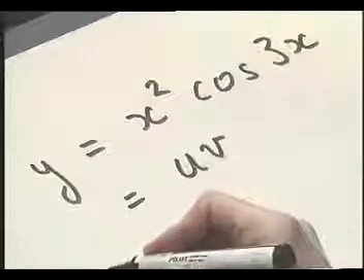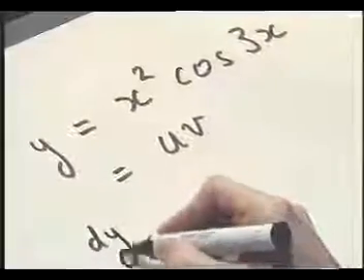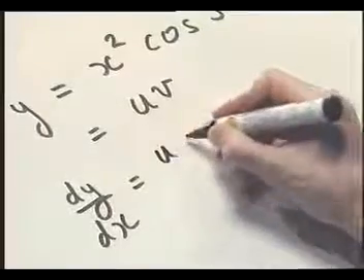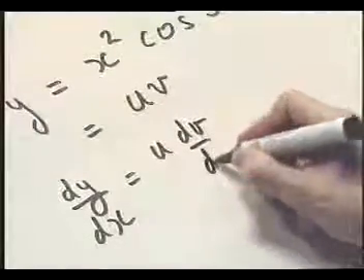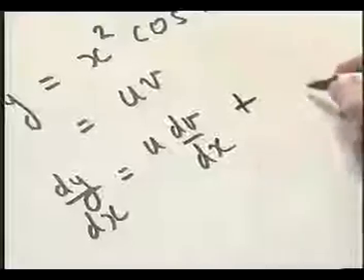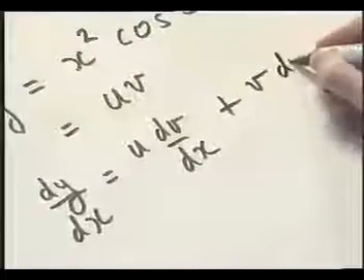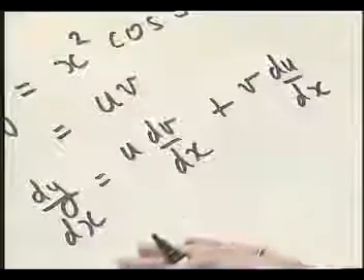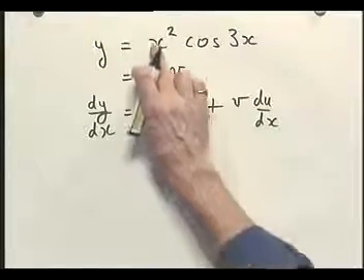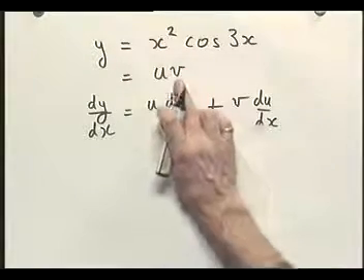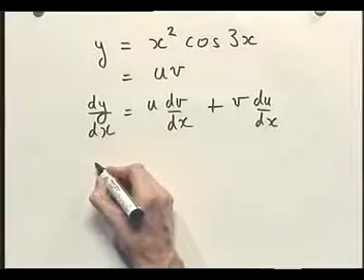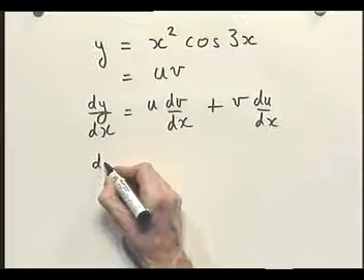And there is a formula which we can use to be able to differentiate this. dy by dx is u dv by dx plus v times du by dx. So every time we've got a product, we can use this formula. We've identified u with x squared. We've identified v with cos 3x. So what we need to do now is write down those derivatives.